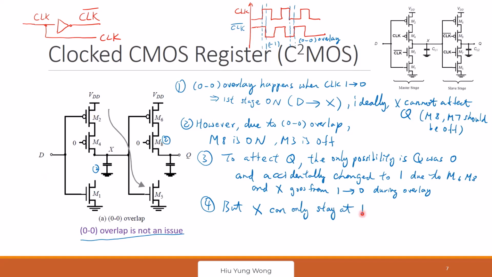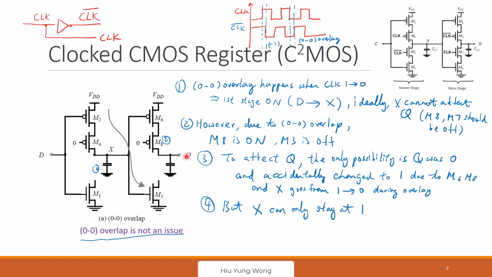So as a result, it's impossible to have an issue. It means that even if you have 0-0 overlap, you don't affect my data. I function very well. Once you have this positive edge trigger, you copy Q to here, and then you go down. Although you did not turn off this 2 successfully because of 0-0 overlap, my data is not going to change. Because if my data were at 1, you can only change 1 to 1.